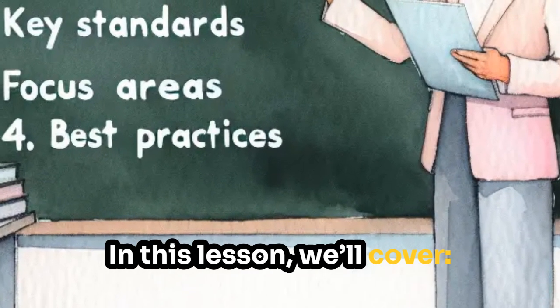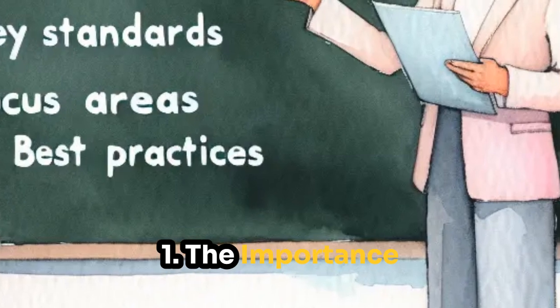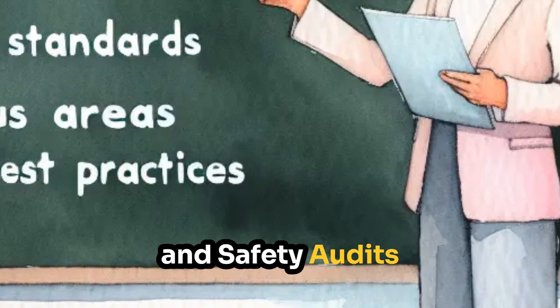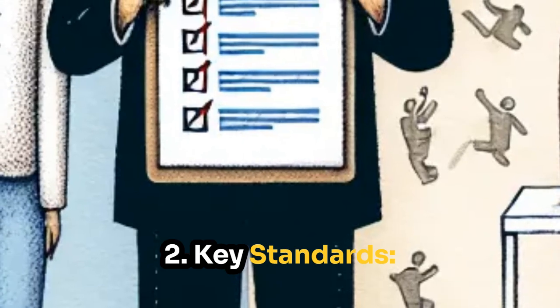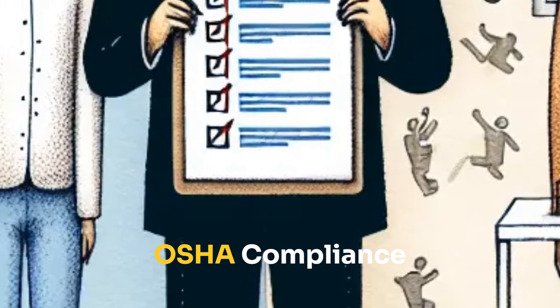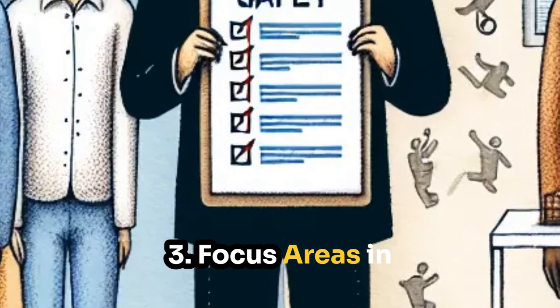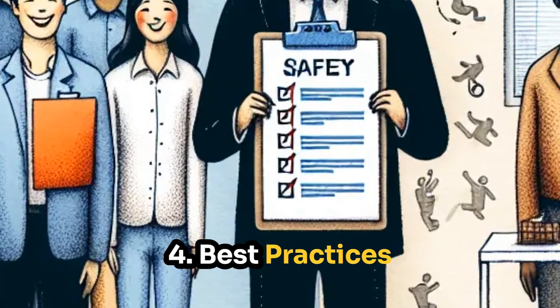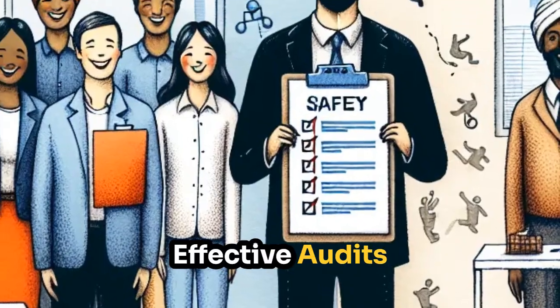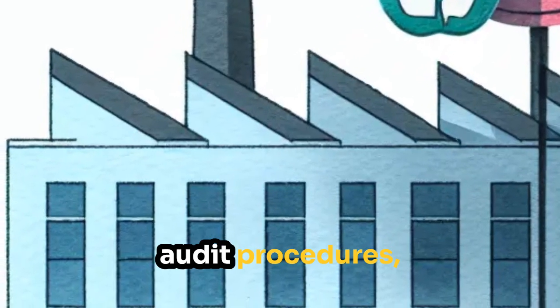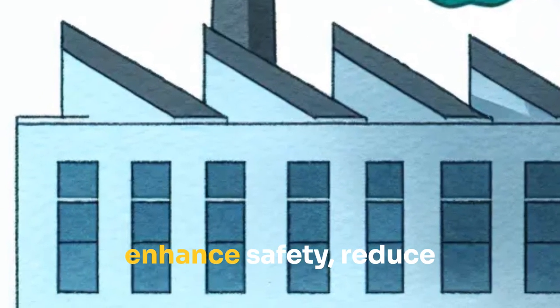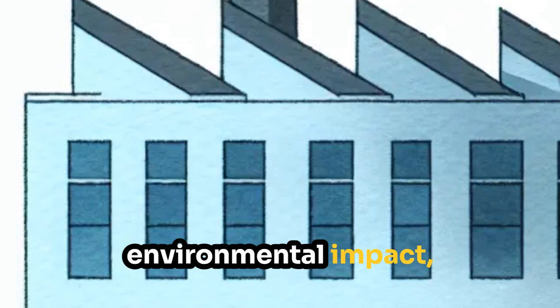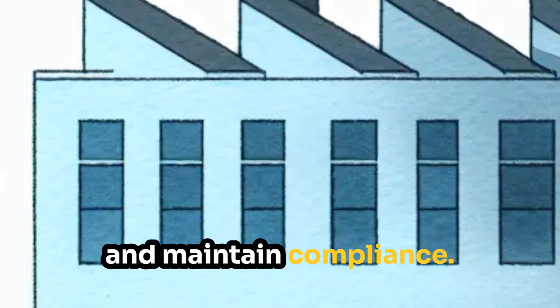In this lesson, we'll cover: 1. The importance of environmental and safety audits. 2. Key standards, ISO 14001 and OSHA compliance. 3. Focus areas in environmental and safety audits. 4. Best practices for conducting effective audits. By following structured audit procedures, organizations can enhance safety, reduce environmental impact, and maintain compliance.